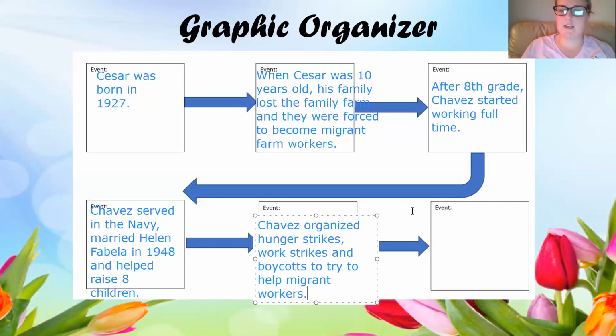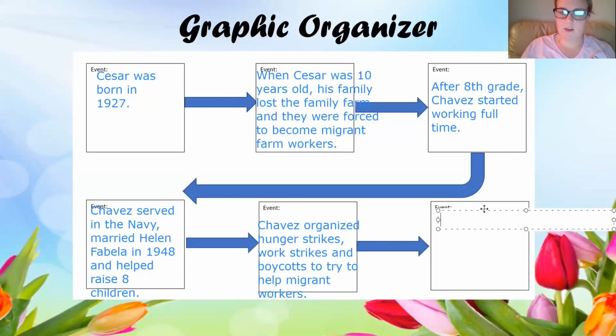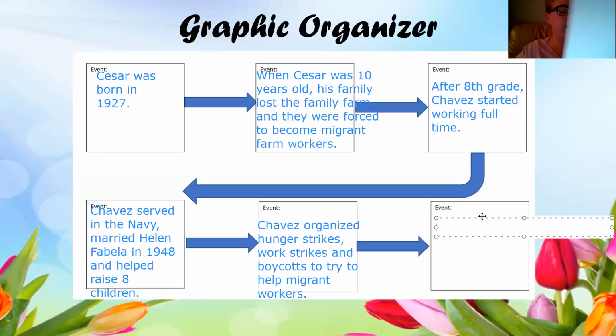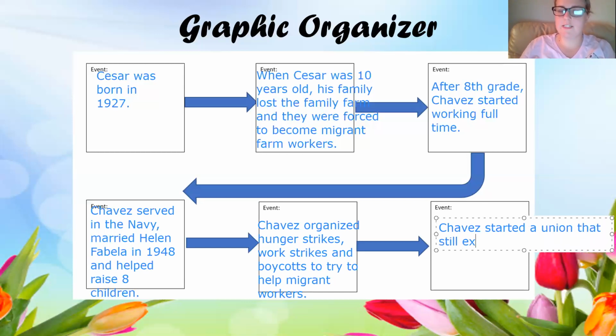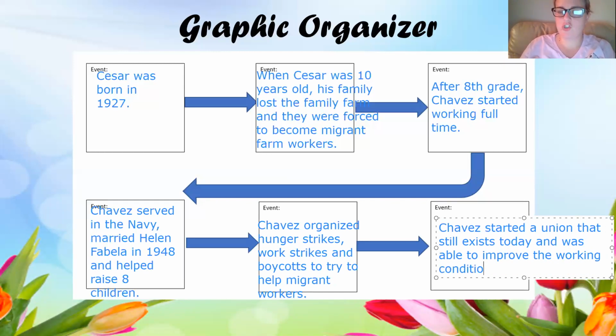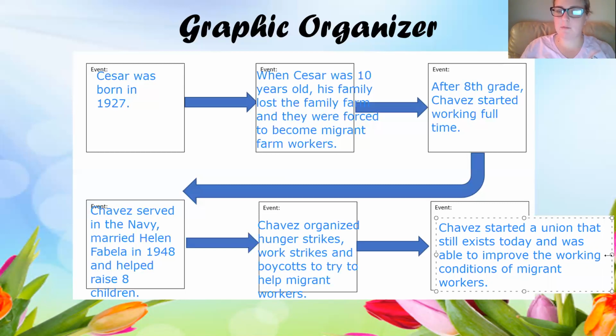And then at the end, we're going to say, hold on. Okay, so we just summarized pretty much paragraphs 5, 6, 7. He did start a union, so that's very important. So we're going to say Chavez started a union that still exists today and was able to improve the working conditions of migrant workers. So that summarizes the last parts of this.